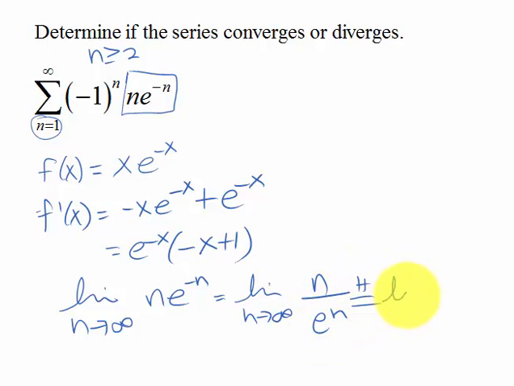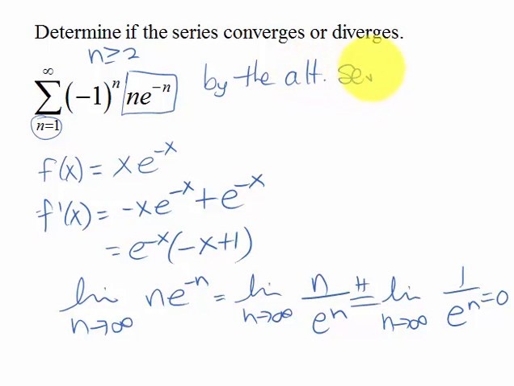So we could use L'Hopital's rule, and we have the limit as n goes to infinity of 1 over e to the n. Now that we have a fixed numerator and the denominator becoming large, we can see that this does go to 0 as the denominator goes to infinity. So we've met all three conditions. So by the alternating series test, this series converges.